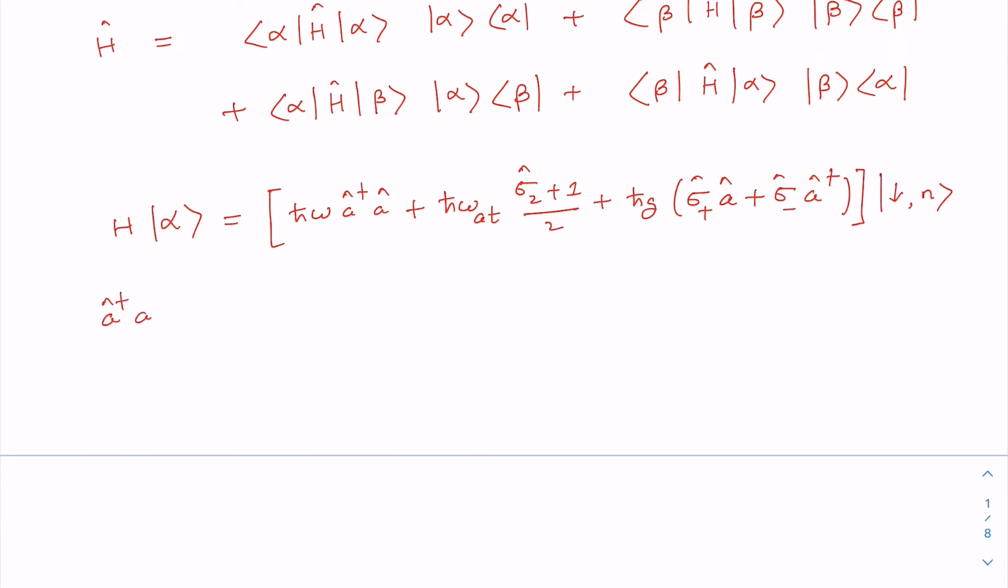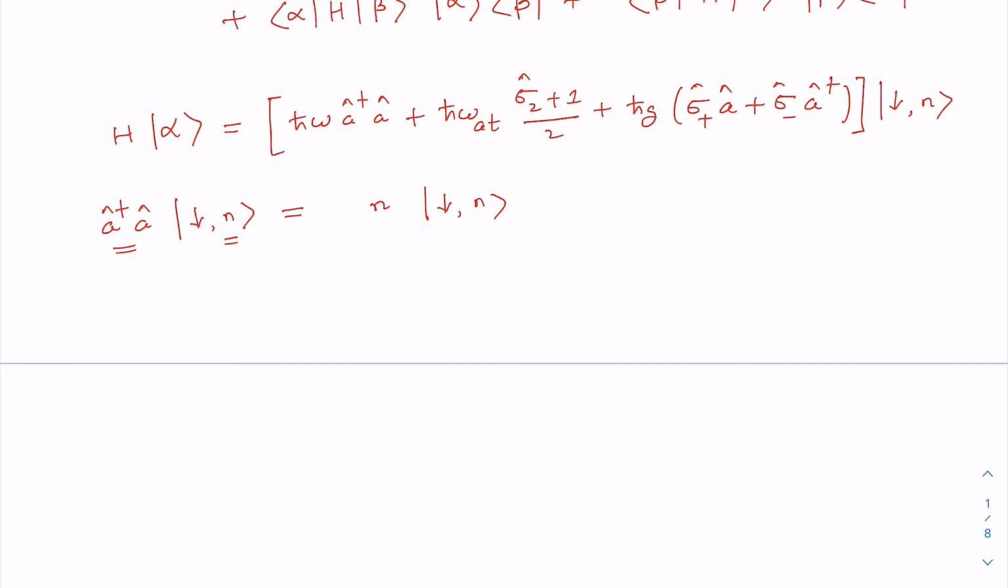Say a†a, when it operates on this state. a†a is associated with the field mode, so it will act only on the field state, that is ket n. Because this is the number operator, we will get n, and the state will remain as it is. You know that a†a acting on ket n gives n times ket n; this is the eigenvalue equation.